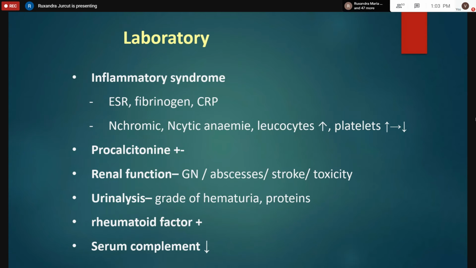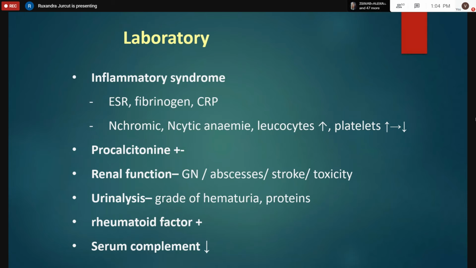The other inflammation parameters like fibrinogen, C-reactive protein, erythrocyte sedimentation rate, they all are abnormal. It's completely unusual to have a normal test among these. Procalcitonin or presepsin are parameters of sepsis, of bacteremia. So they are usually positive, but they might be negative in patients who received already some antibiotics.